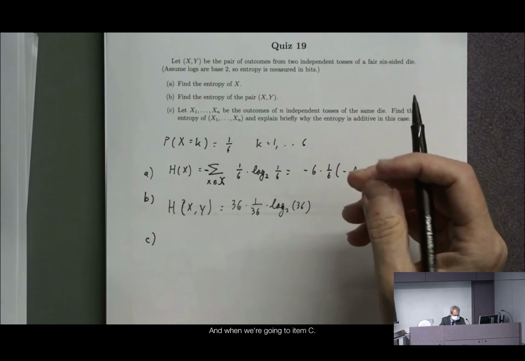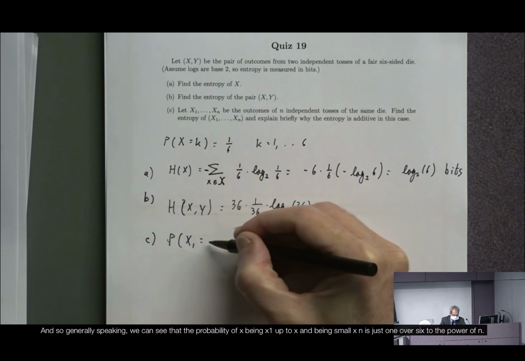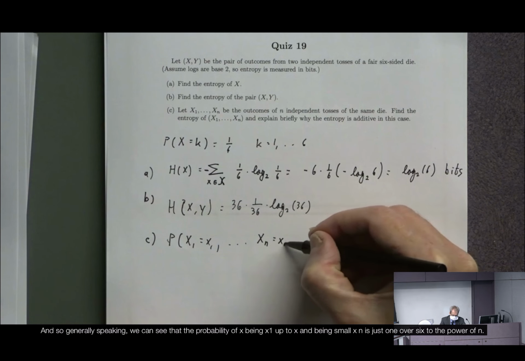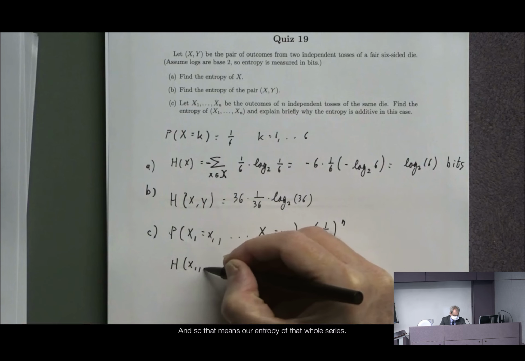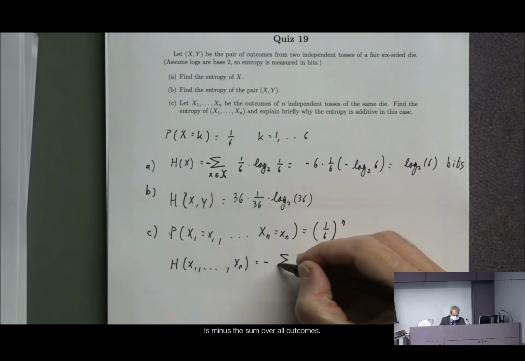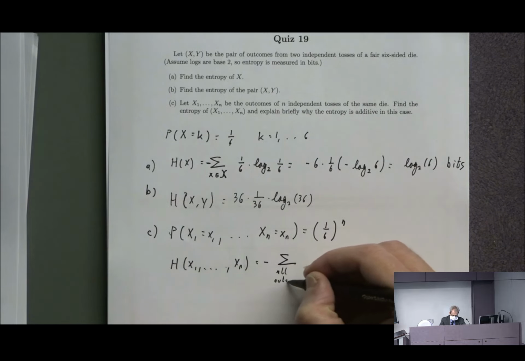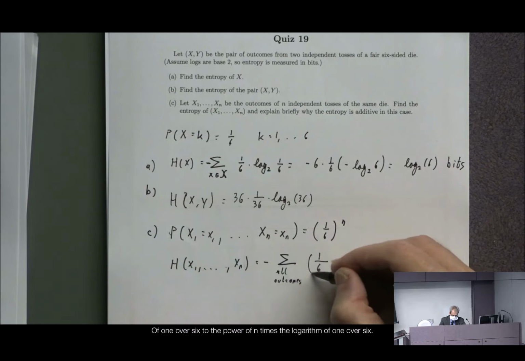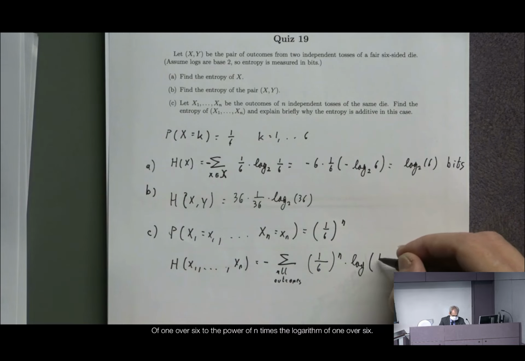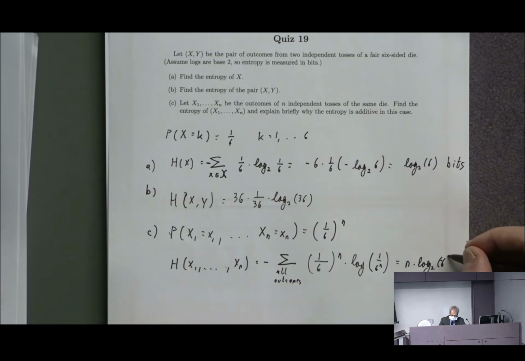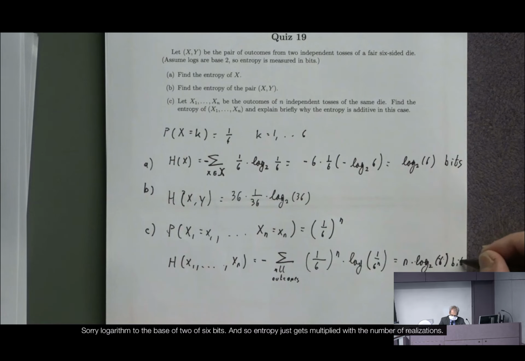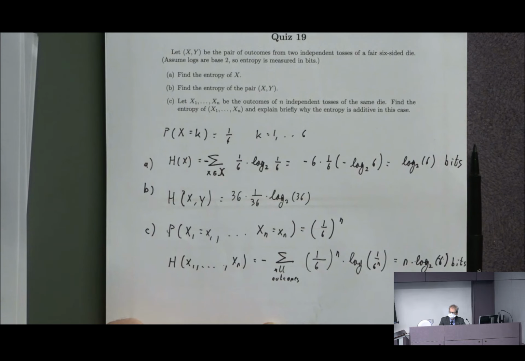And when we're going to item C, generally speaking, we can say that the probability of X being x1 up to xn, being small xn, is just 1 over 6 to the power of n. And so that means our entropy of that whole series is minus the sum over all outcomes of 1 over 6 to the power of n times the logarithm of 1 over 6 to the power of n, which is just n times the logarithm to the base 2 of 6 bits. And so entropy just gets multiplied with the number of realizations. Okay, so that was that.